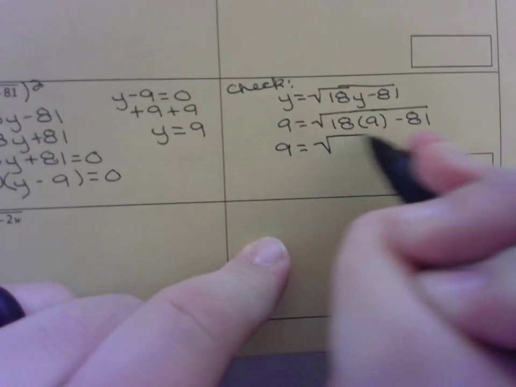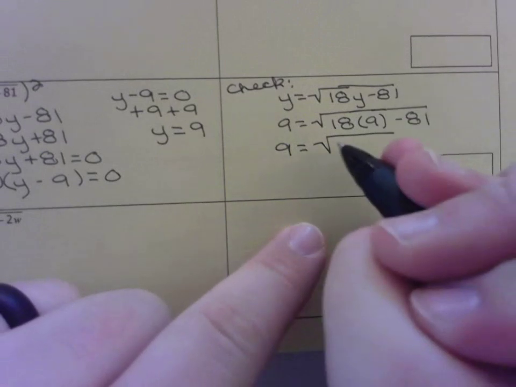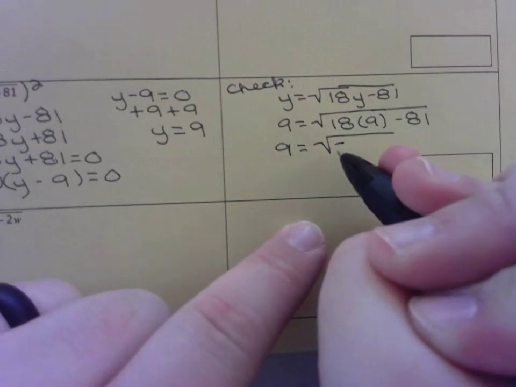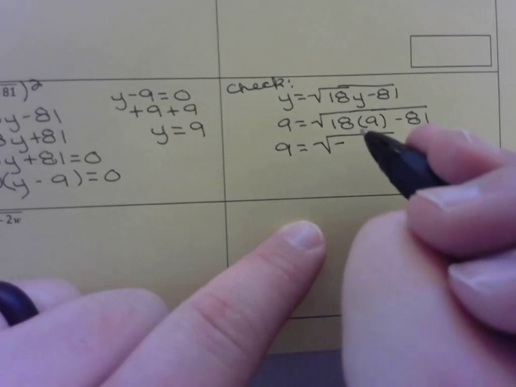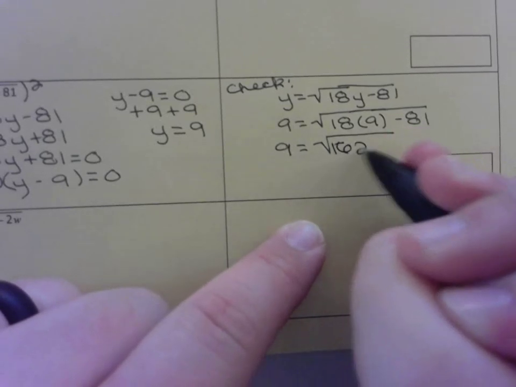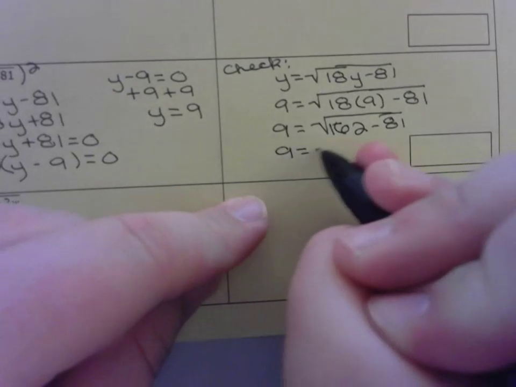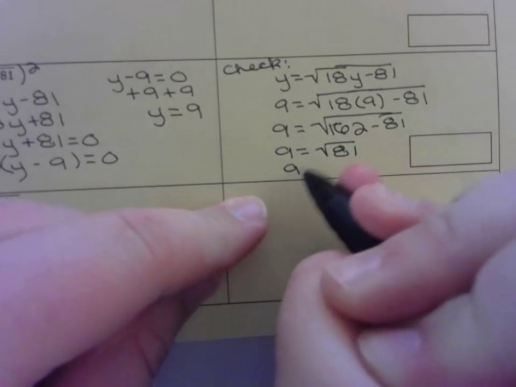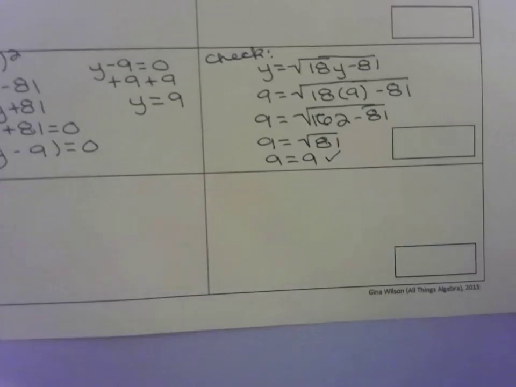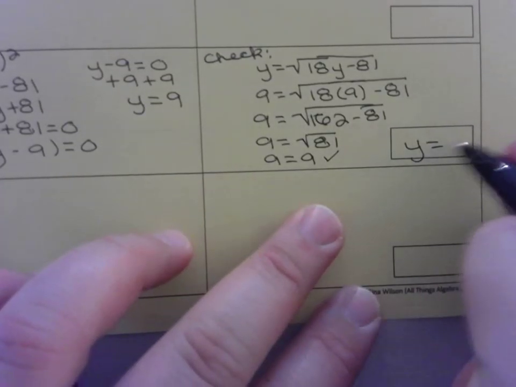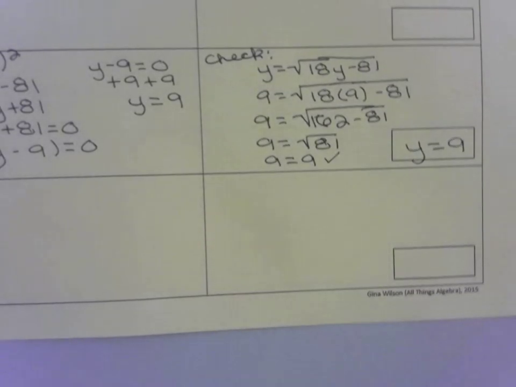So let's multiply. What's 18 times 9? Use calculator. 18 times 9, what is it? 162 minus 81. What is 162 minus 81? 81. So we have the square root of 81. What is the square root of 81? 9. So the left and the right side come out equal. So y does equal 9. If we plug it in and we don't get both sides equal, then it's no solution, like we talked about Wednesday. So the only difference today is we are going to get quadratic equations.